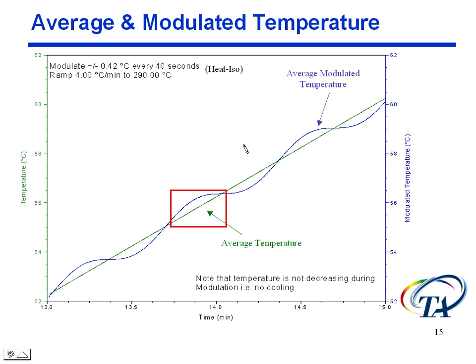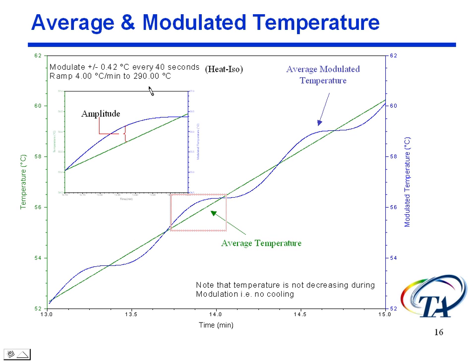Now if we blow up a small section here and look at it, this difference right here is our amplitude. So this difference from the average temperature value to the modulated temperature value, right here at the peak point, is going to be 0.42. That's our amplitude that we're seeing.